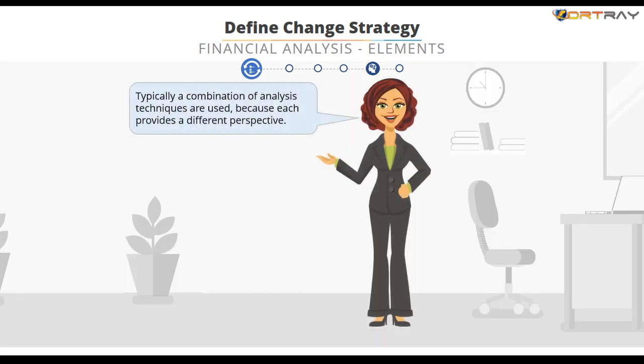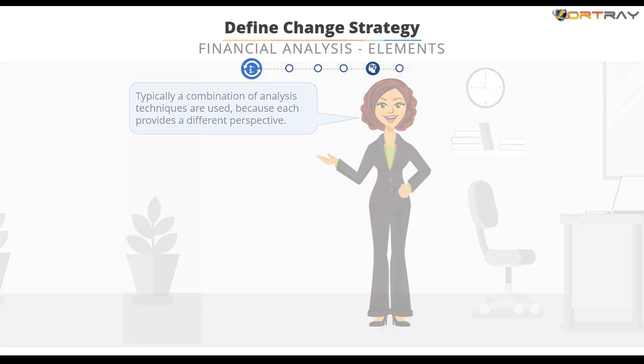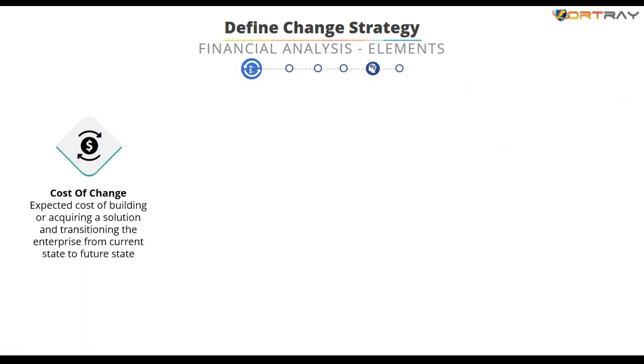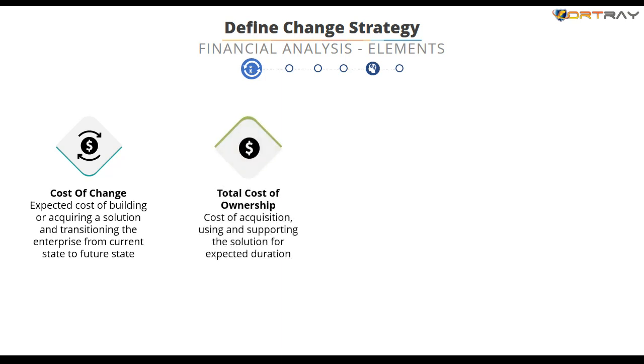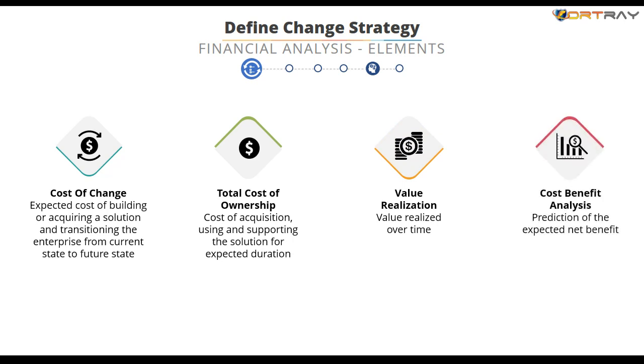Typically, a combination of analysis techniques is used, because each provides a different perspective. Cost of the change includes the expected cost of building or acquiring a solution and transitioning the enterprise from current state to the future state. Total cost of ownership, or TCO, includes cost of acquisition, using, and supporting the solution for the expected duration. Value realization is the value realized over time. Cost-benefit analysis, or CBA, is a prediction of the expected net benefit.